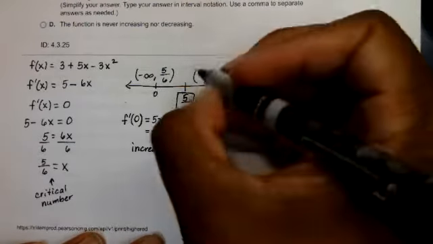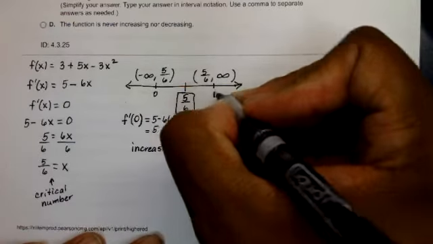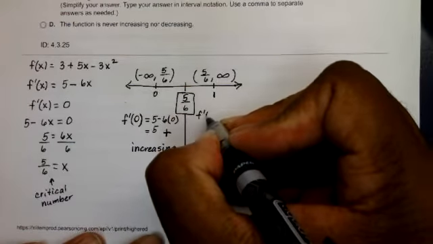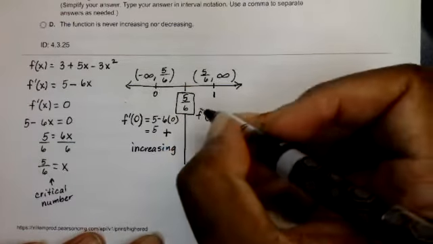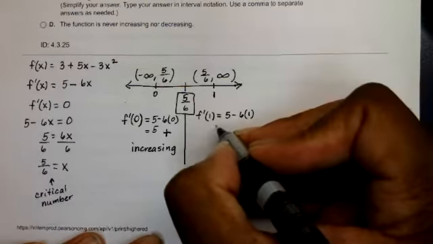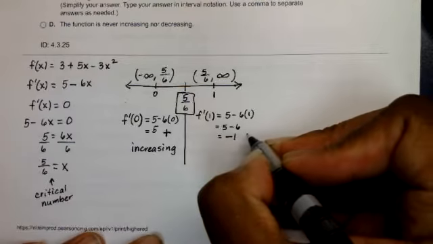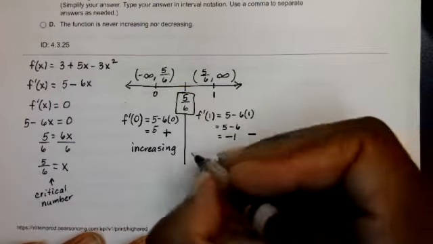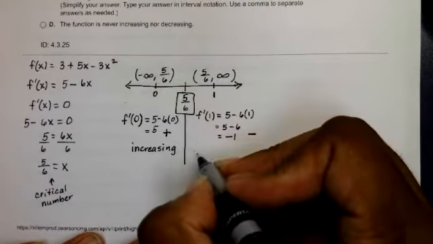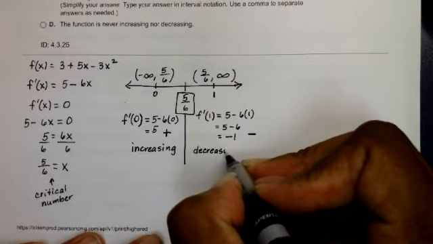And then from 5/6 on to infinity, let's use 1 as a test point and evaluate f prime at 1. This will be 5 minus 6 times 1, which ends up being negative 1. So here it is negative, so that means from 5/6 on to infinity, the graph of the function will be decreasing.